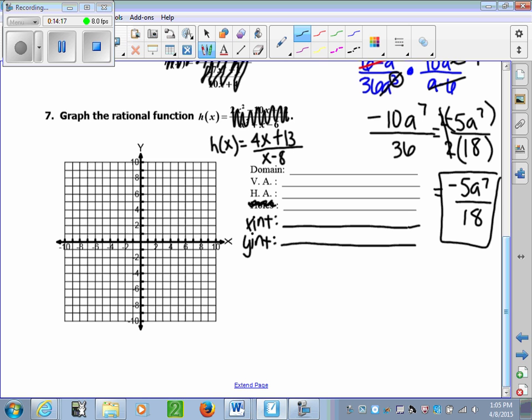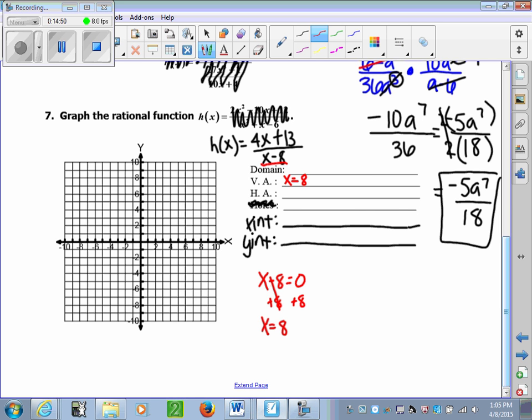So first thing I'm going to do generally is find my vertical asymptote, because once I find my vertical asymptote, that will help me with my domain. Or you can go the other way, it doesn't matter, but that's how I like to start. So, to find my vertical asymptote, remember I want to take where my denominator equals 0. So, x minus 8, I want to find where it equals 0. So I add 8 to both sides. X equals 8. That's my vertical asymptote.